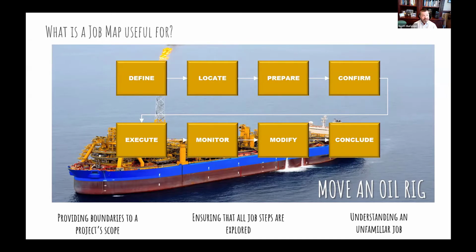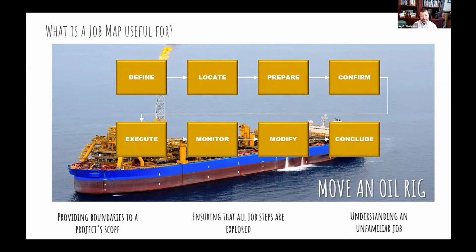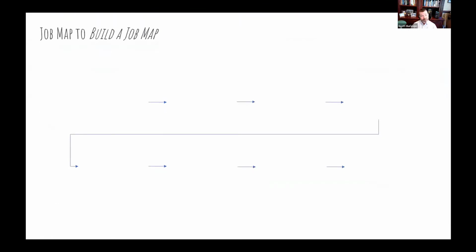And we get these different steps from the article, the Customer-Centered Innovation Map. Define, locate, prepare, confirm, execute, monitor, modify, and conclude. I'm gonna come back to those here shortly. So how do we build a job map?